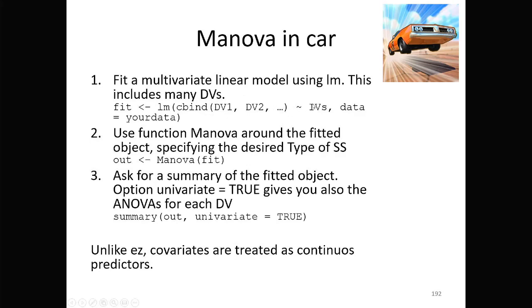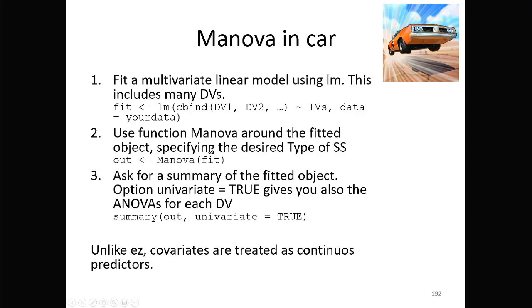Then tilde, and then the usual list of independent variables separated by the plus symbol or the multiplication symbol or whatever you want. So the formula syntax is as usual. The only difference here is that you have cbind of many dependent variables. Then you specify the data set from which you want to take those independent and dependent variables.